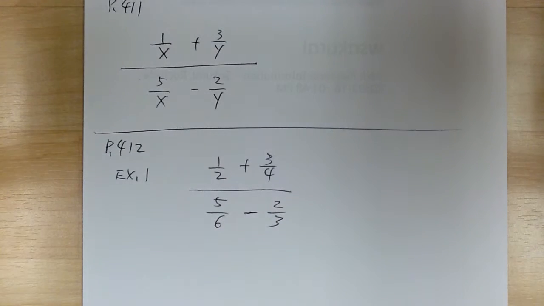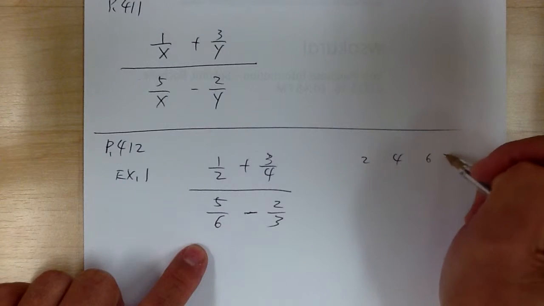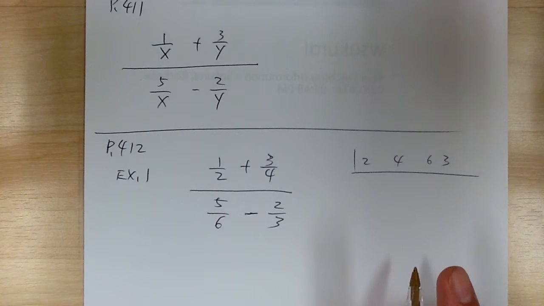Now, since they are numbers, you can use your calculator and work it out, right? But the concept is this, okay? Whether it's a number or a variable, the easy way to do this is to multiply every term by the common denominator. So you've got 2, 4, 6, 3. Your common denominator would be 12. If you don't remember that, you do this, right? So you've got 2, 4, 6, 3.